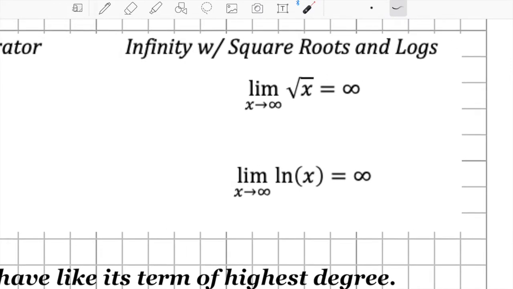And infinity inside square roots and logarithms, well, as x approaches infinity, the limit approaches infinity also. Just think of a huge positive number. You take the square root of it, it's still going to be pretty large. So as it gets larger and larger, so is the square root of that number. For this one, we do not check negative infinity because, remember, you cannot have a negative number inside the radical. Same thing for natural log of x. Whatever you have in here has to be greater than 0. So as x approaches infinity, the limit approaches infinity also.